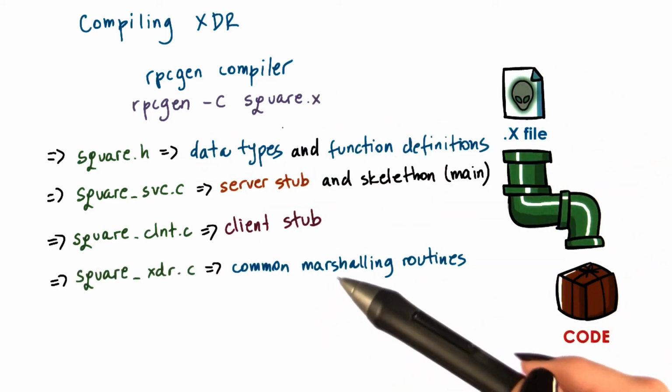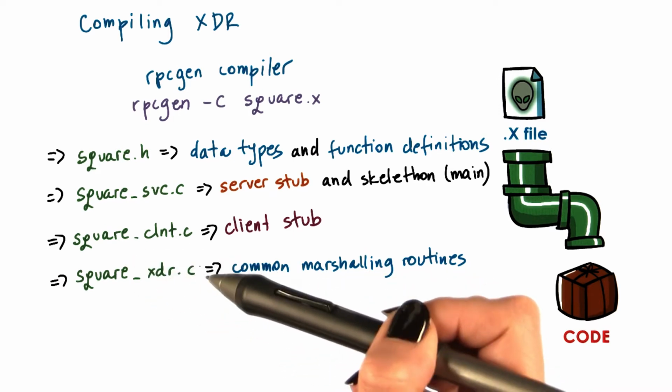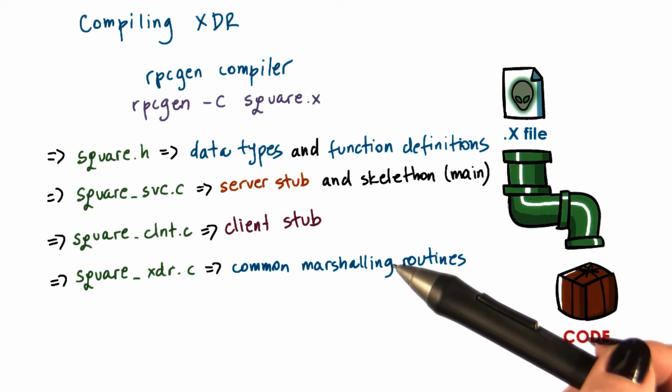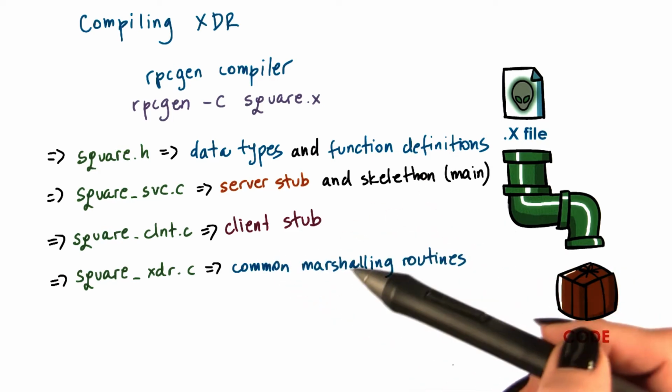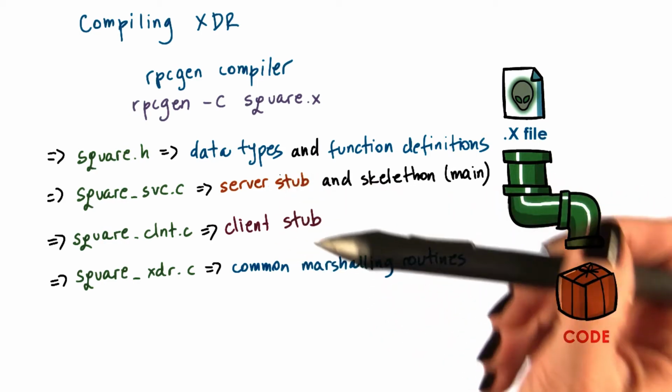Finally, the compilation step will also generate a separate file, square_xdr.c, and this will include some common code that's related to the marshalling and unmarshalling routines for all of the data types, the arguments, and the results that are used both at the client and on the server side.